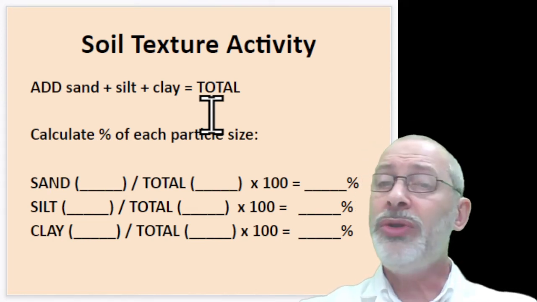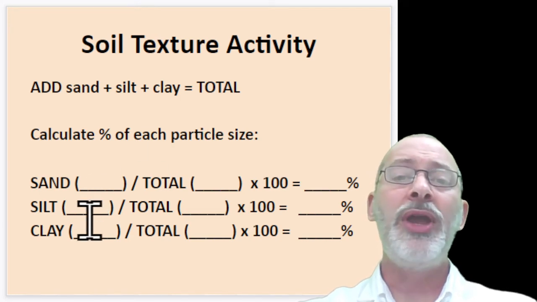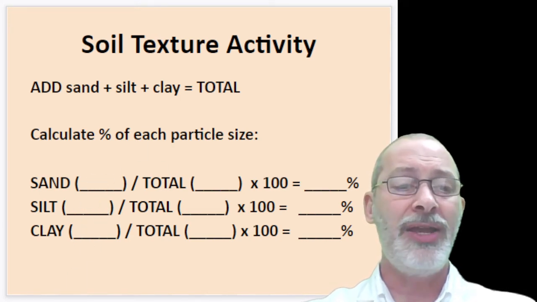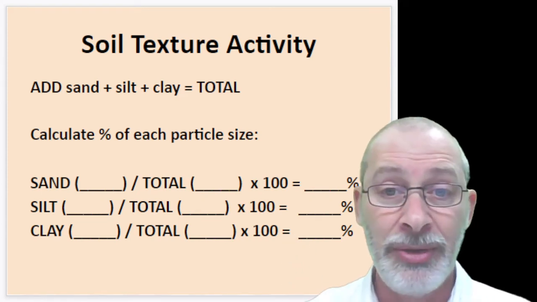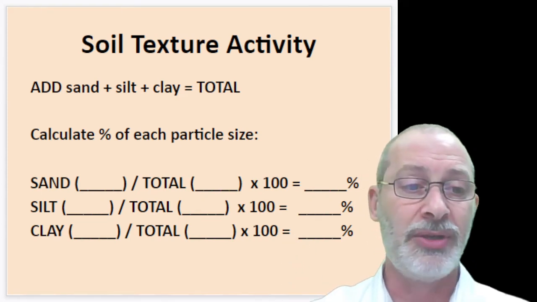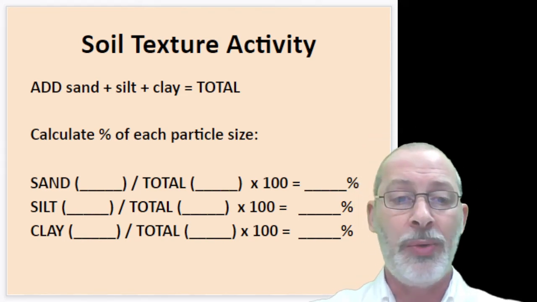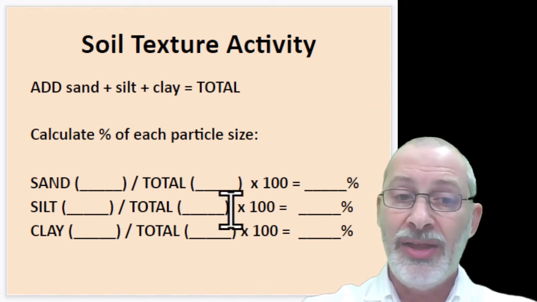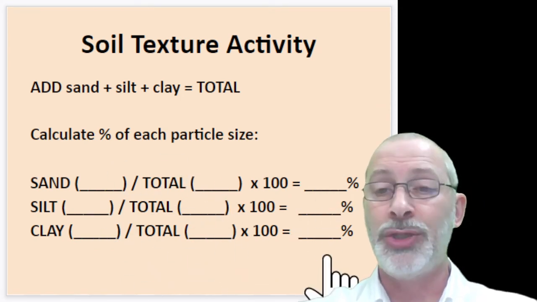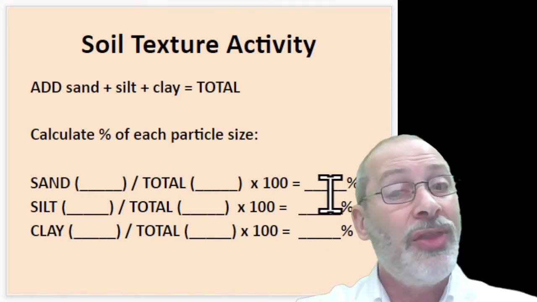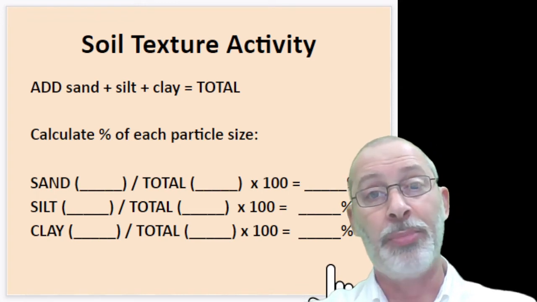So the total soil is going to be 100%, but we're going to break it down into the various percentages of the amount of sand, the amount of silt, and the amount of clay. And so when we calculate those numbers, which I'll show you tomorrow, we're going to get percentages. If you add three percentages together, it should equal 100%.